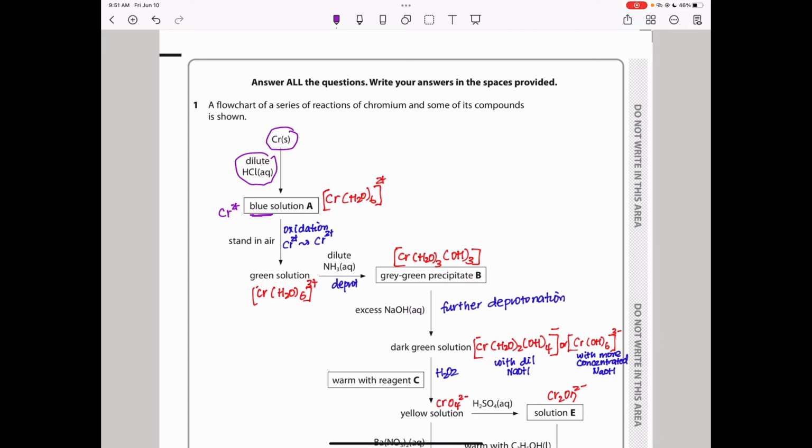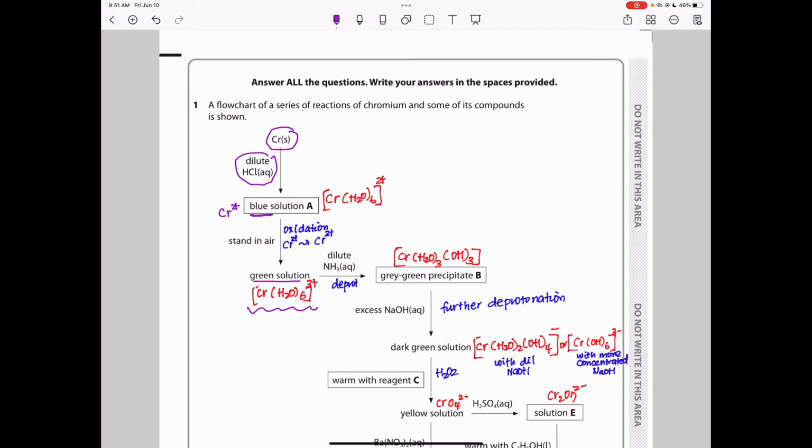And then they say, standing in air produced a green solution. Of course, standing in air, this is oxidation: chromium 2+ is converted to chromium 3+ due to the oxygen in air. So that is oxidation, and it's going to produce this still in air. And next, they say dilute ammonia was added.